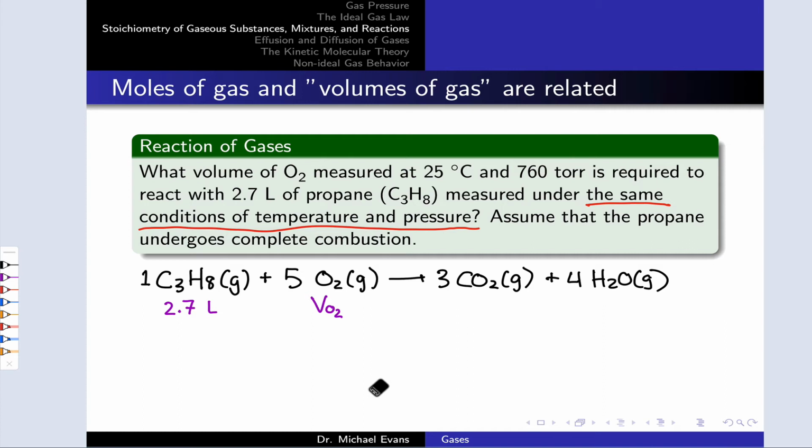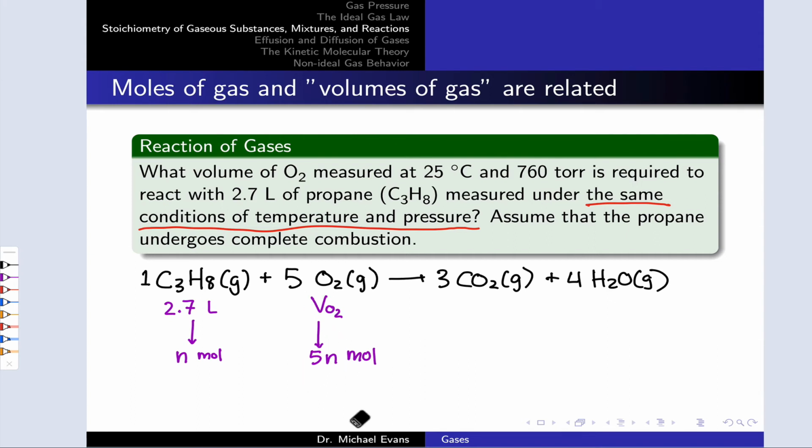And because we're at constant temperature and pressure, we can say that there's some number of moles of propane that this 2.7 liters corresponds to. We could use the temperature and pressure to calculate out this number, but we don't need to, which is why I've just left it as a variable, N. Because of Avogadro's law, we know that the number of moles in this volume of O2 must be 5 times the number of moles in the 2.7 liters of propane in order to ensure complete consumption of the propane, right? The mole ratio is 5 to 1, so the ratio of the moles here must be 5N to N. And now the question is, what is that number of moles and what is the corresponding volume?